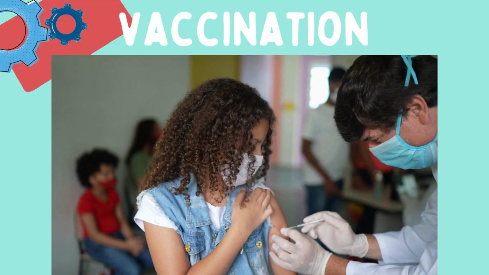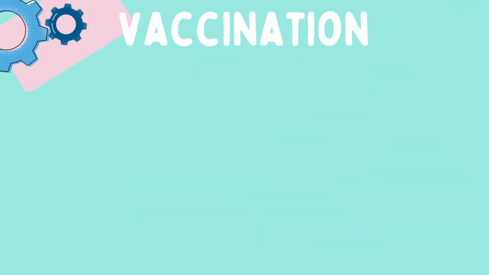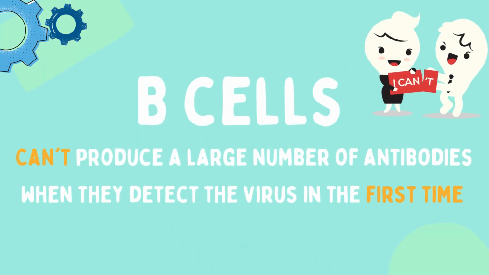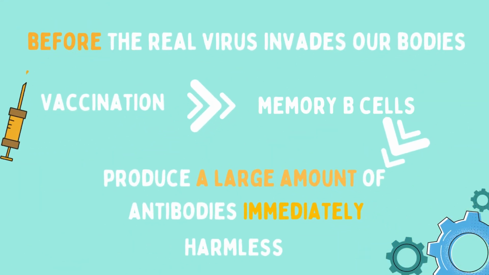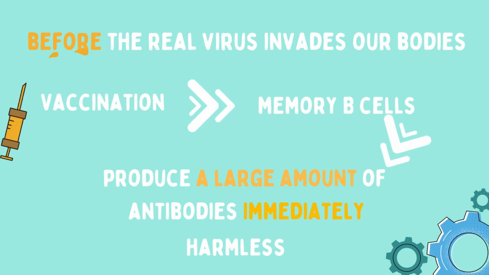Why do we need to be vaccinated? Because the B cells cannot produce a large number of antibodies when they detect the virus for the first time. We need our body to produce more memory B cells that can produce a large amount of a particular type of antibodies immediately, in a harmless way, before the real virus invades our bodies.